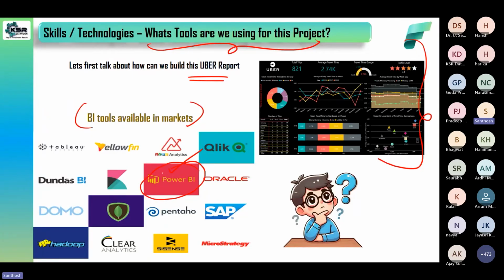For what? For doing the report which you're seeing in the right side top corner. There is one black report, which is a Uber report. And this report, we are going to build using Power BI. Okay, well and good. Power BI we have decided to use. Okay, what's next?